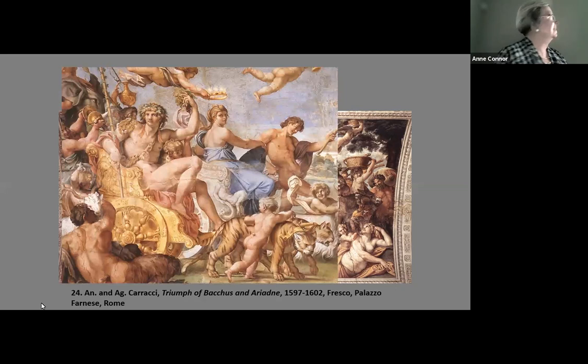Some details of Bacchus and Ariadne there. It's amazing. When I see a work like that, it's always, how do they manage to compose all that and make it a happy whole?